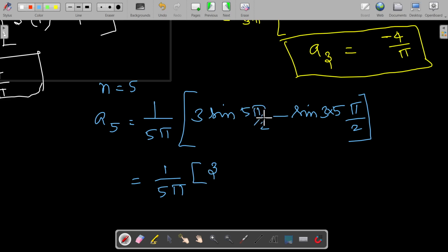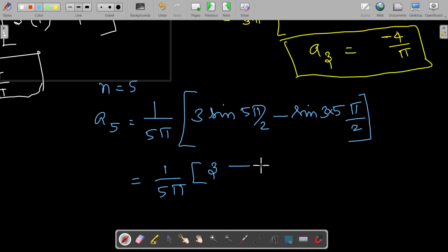This becomes 1. Okay. 5 pi by 2, that can be written as 2.5 pi, right? So 2 times pi plus 1 half, isn't it? So this 2 pi plus pi by 2, that becomes pi by 2. So sine pi by 2 is sine 90. Sine 90 value is equal to 1. So it is 3 into 1 is 3 minus. Similarly here you will be getting this is 15 by 2 pi. 15, that is 7 and half.